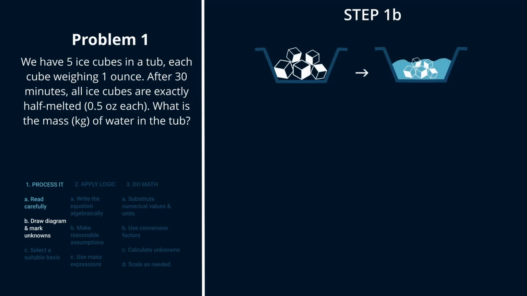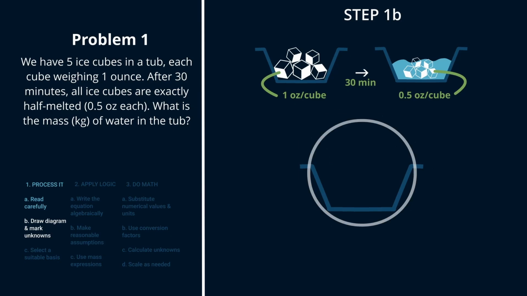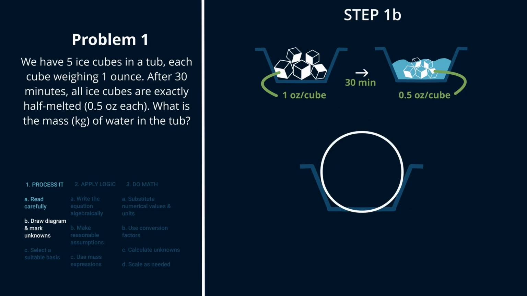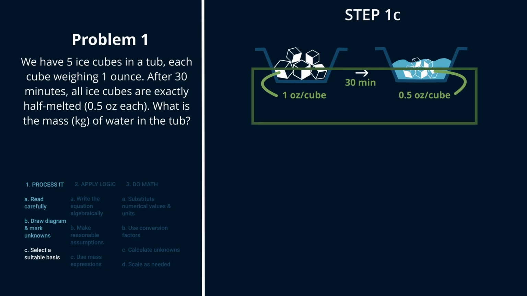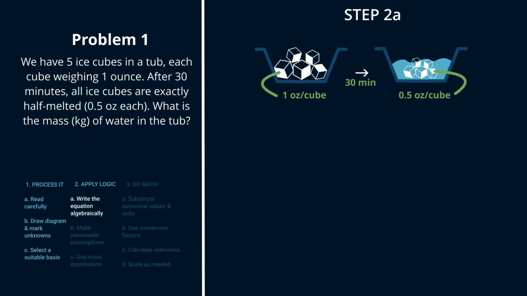Let's draw a diagram for our system and mark what is given in the problem. Our system is the tub. Putting ice cubes in the tub is mass input. Any material contained in the tub is mass accumulation, and any contents being taken out of the tub is mass output. We can work with the quantities that are already provided and do not need to select a basis for this problem. Now we write the equations.